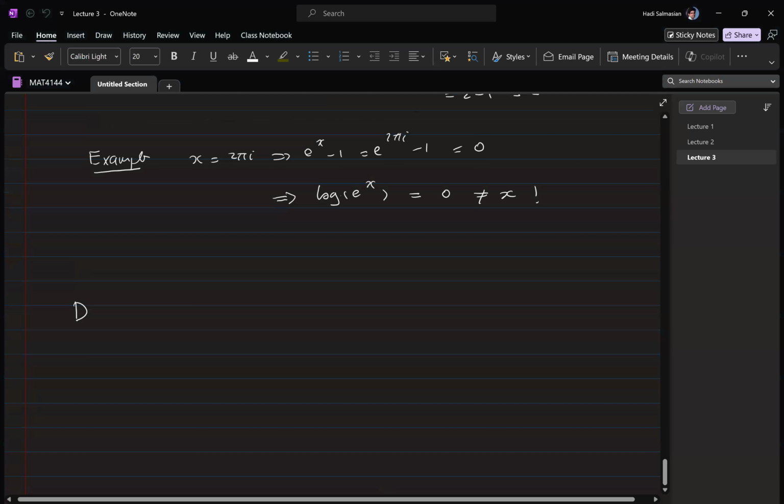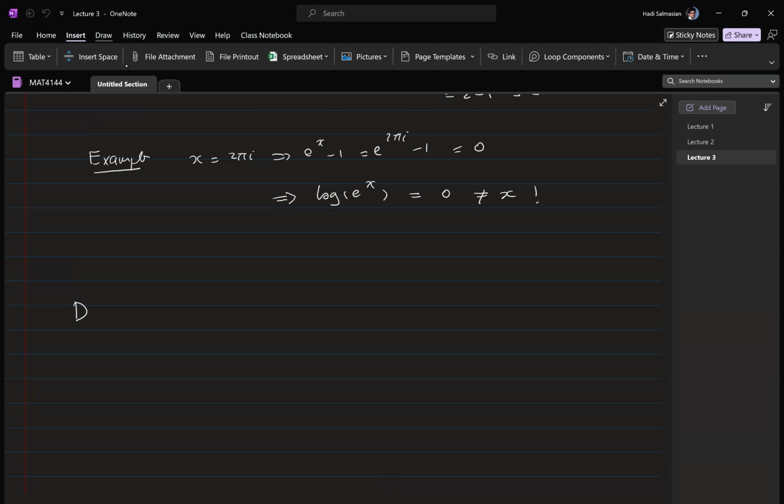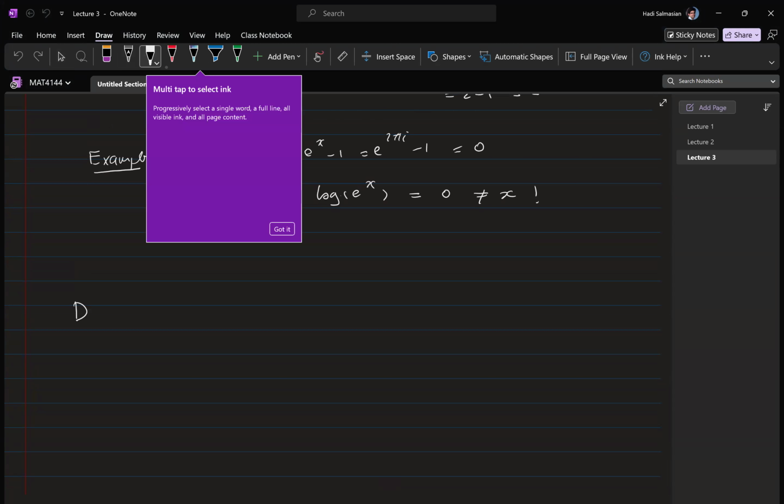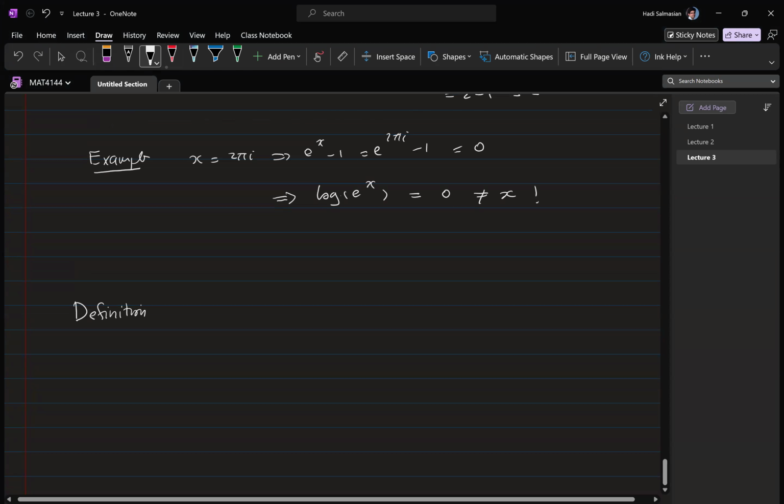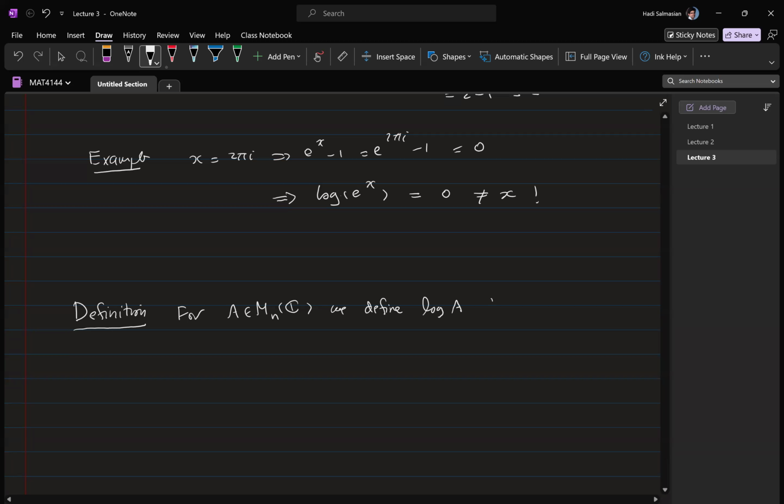Okay, so now what we want to do is use this definition of logarithm and the same power series for matrices. So here's the definition for next time. For any n by n matrix A, say with complex entries, we define log A by the same series.